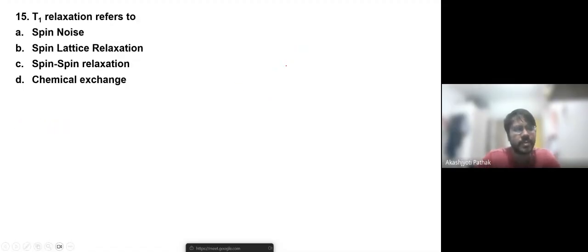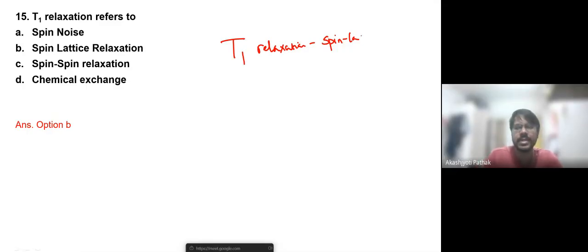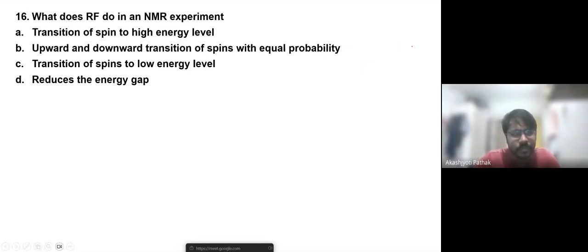Okay. Option B. T1 relaxation, we just now learned that T1 relaxation is what? T1 relaxation is spin lattice relaxation, isn't it? This is spin lattice relaxation, or relaxation in the longitudinal axis. Longitudinal relaxation. Spin lattice relaxation means longitudinal relaxation.